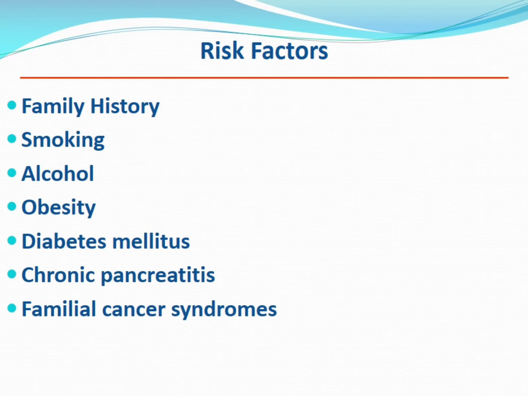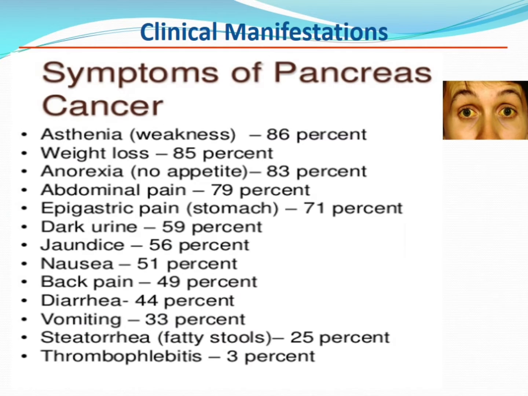The risk factors of pancreatic cancer include the family history of pancreatic cancer, smoking, alcohol, obesity, diabetes mellitus, chronic pancreatitis, and familial cancer syndromes. The clinical manifestations of pancreatic cancer. The symptoms of pancreatic cancer: the patient may present with asthenia, weight loss, anorexia, abdominal pain, mainly in the epigastric region. The patient may present with jaundice, with dark urine and a clay stool. Also, the patient may be nauseated.